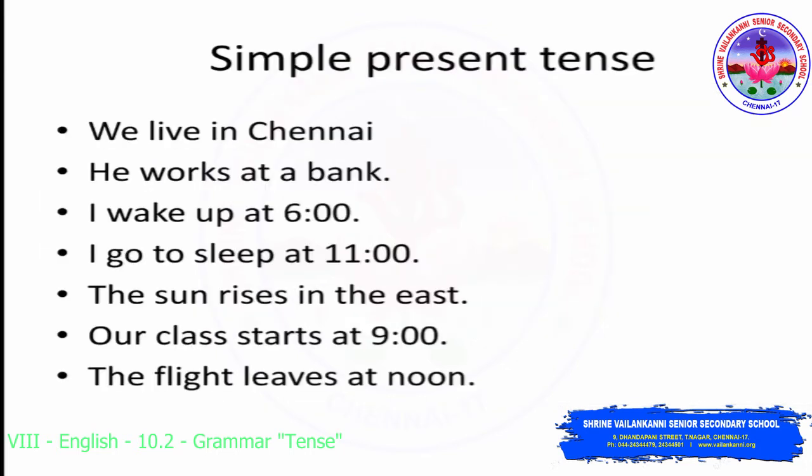Okay, now talking about simple present tense. Simple present tense sentences are usually more or less always true. We live in Chennai. I live in Chennai, which is permanent. The same thing, he works at a bank. My dad works at a bank. It's correct, it's permanent. Okay? I wake up at 6. I go to sleep at 11. Something you do regularly. Okay?